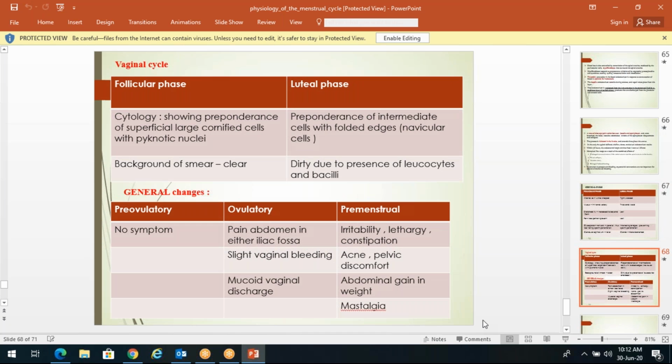Vaginal cycle, follicular phase and luteal phase. So what happens in the cytology? There will be predominance of superficial large cornified cells with pyknotic nuclei. In the luteal phase, what happens? There is predominance of intermediate cells, what we call navicular cells. There is presence of leukocytes and bacilli.